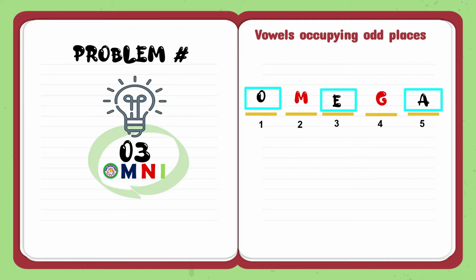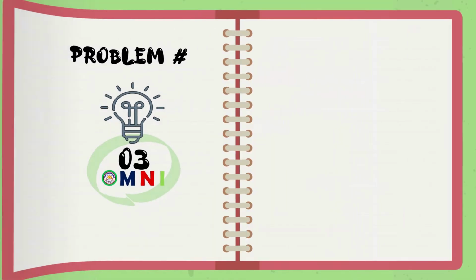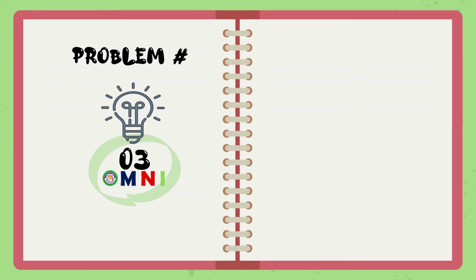The vowels O, E, and A may be interchanged on the first, third, and fifth places. Thus, we have 3 factorial, while the 2 consonants can be exchanged places, as we have 2 factorial. Multiplying them together will give us a result of 12 possible ways. This third problem can also be solved in this way.